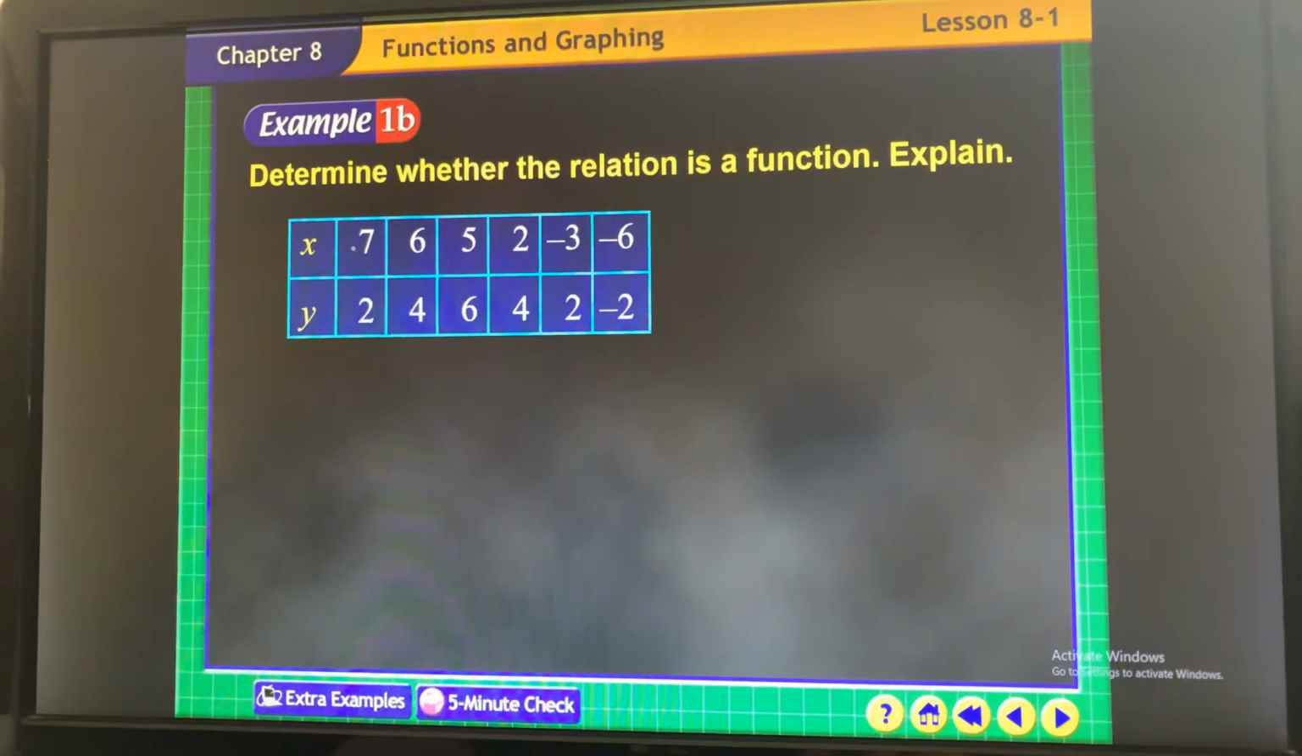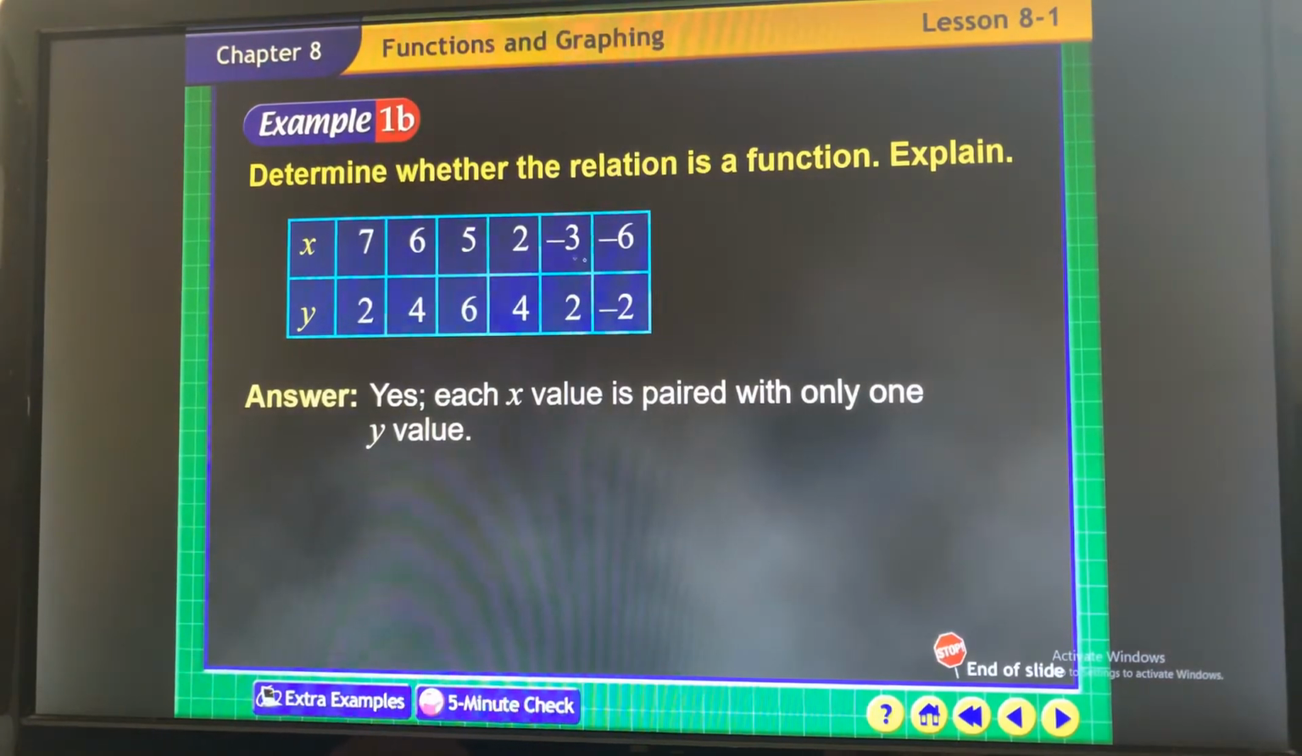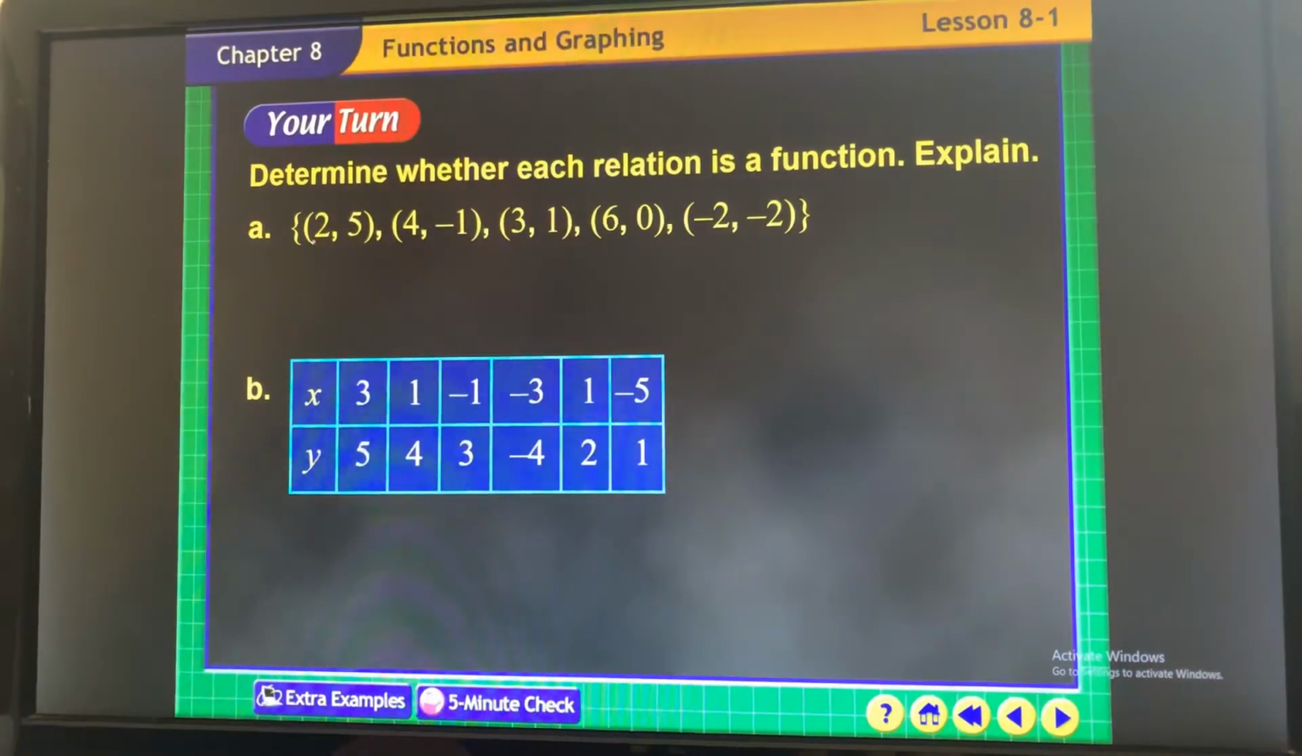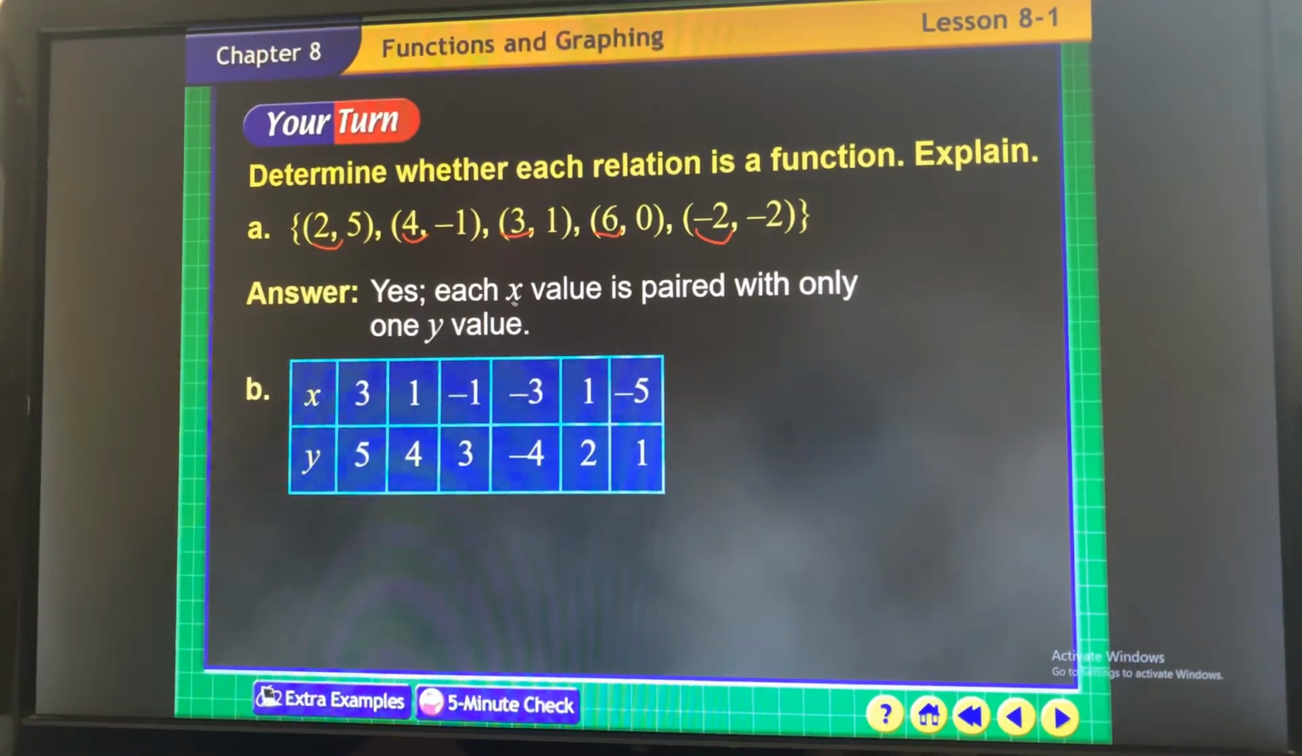So you look at this one, you look at the x values, and none of the x values repeat. It doesn't matter if the y values repeat. It only matters if the x values repeat. And because the x values are not repeating, you can say, yes, each x value is paired with only one y value. This one, again, looking at your domains right here, you're able to say yes because each x value is paired with only one y value.